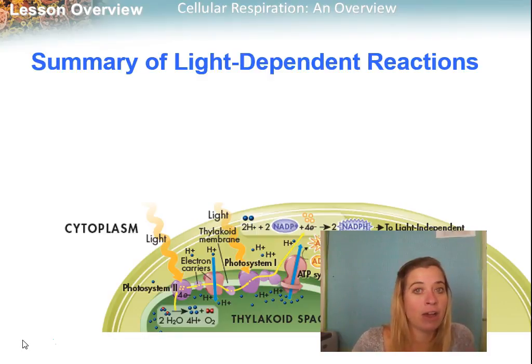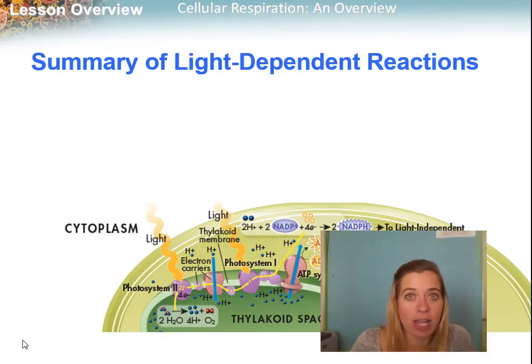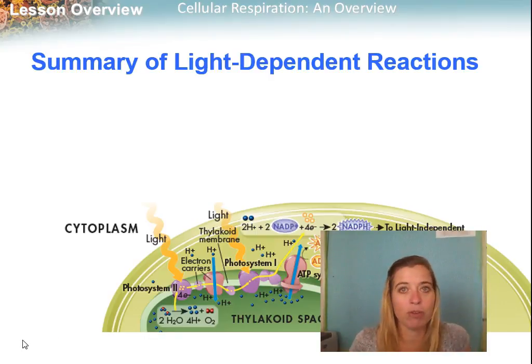As they go down the electron transport chain, they pump extra protons into the thylakoid space, building up an intense proton pressure. The proton pressure is then used to make ATP using the enzyme ATP synthase. So photosystem 2 makes ATP in a roundabout sort of way.